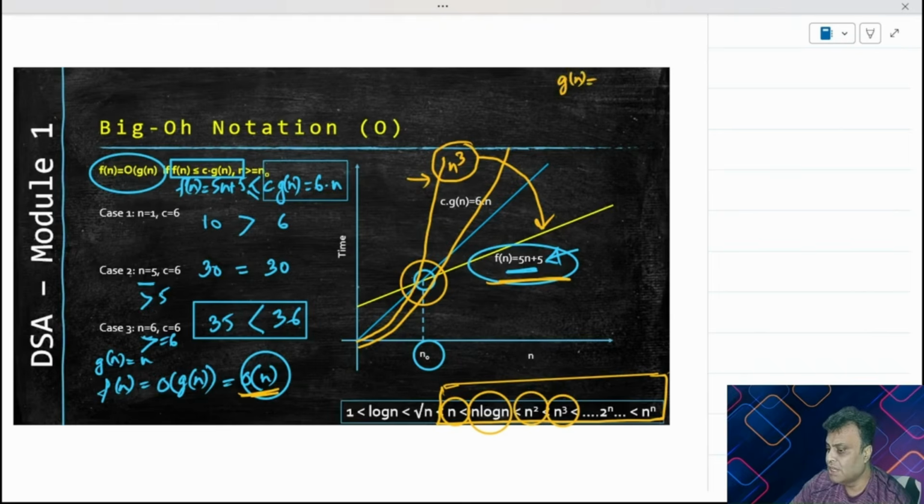So I therefore can conclude that for everything on the right, I can prove that Gn is, let's say, n log n. I can prove Gn is n square. I can prove Gn is 2 to the power n. Right? In the same manner, I proved 6n is greater than 5n plus 5 for a particular value of n. Similarly, I can prove n log n is greater than 5n plus 5 for a particular value of n. I can prove that easily. And I'll show you the next example where I'll prove n square or n cube to be greater than the same function.